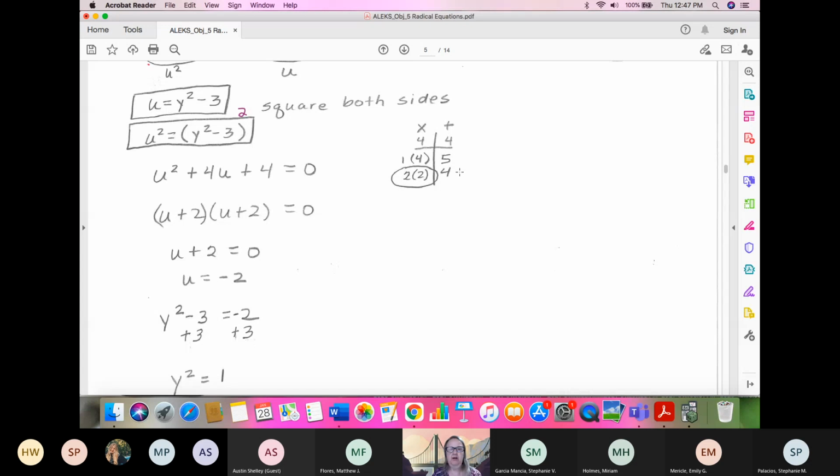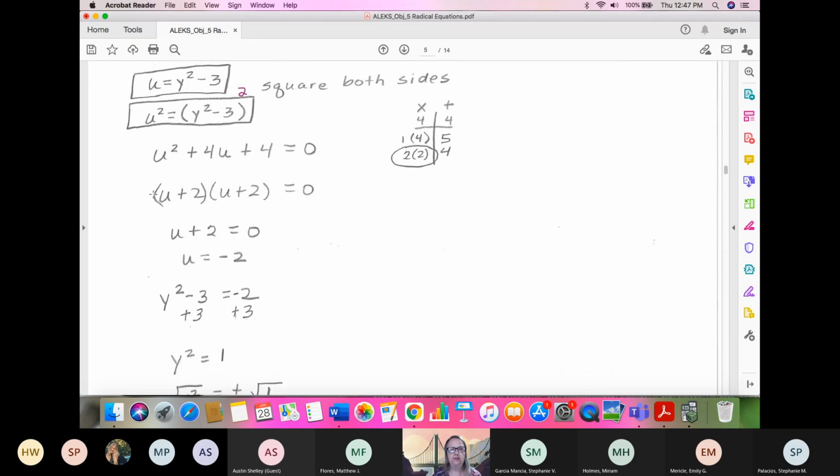And so since we have an understood leading coefficient of 1, we are going to write our factors like this. We're going to put u in the first position in each factor. And then we're going to put one of these 2's in, and it's a positive 2, so we're going to put positive 2 here, and this other positive 2 there, and that equals 0. So now we're going to solve.